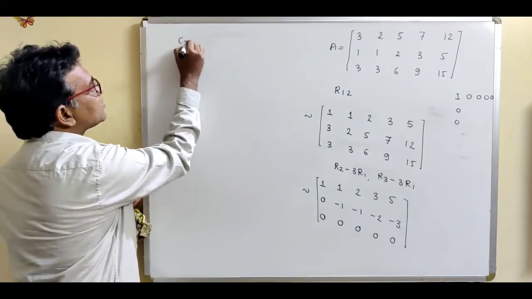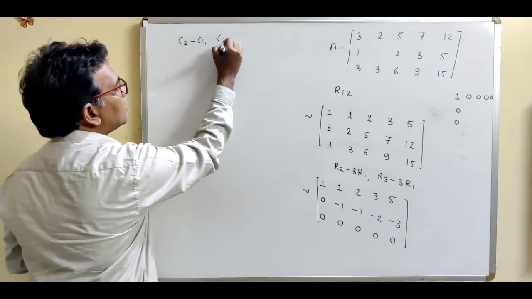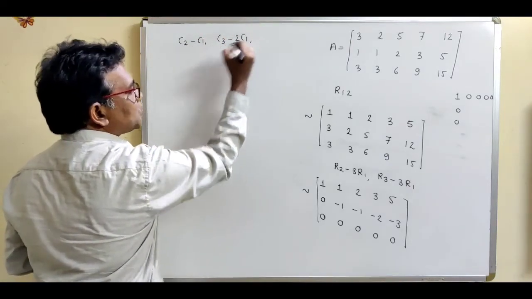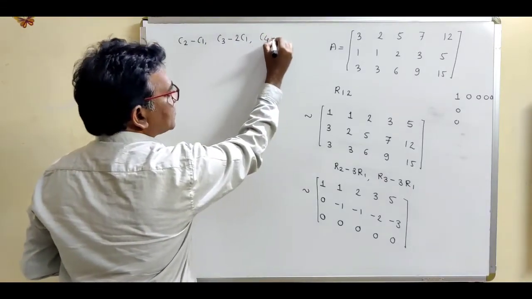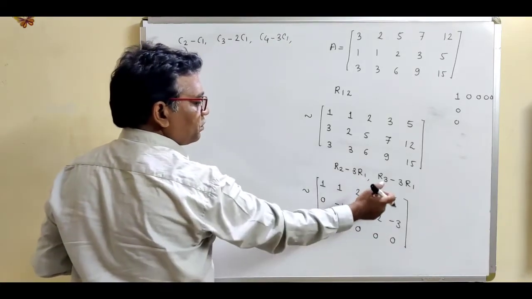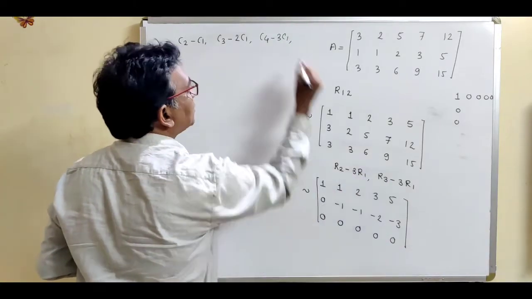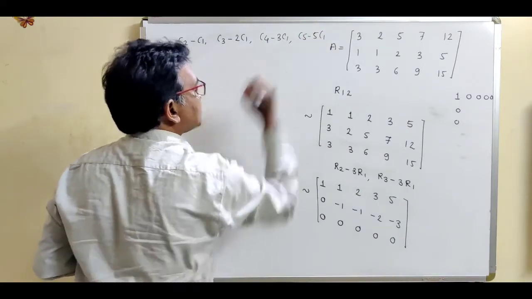So this is C2 minus C1, C3 minus 2C1, C4 minus 3C1, and this is the fifth column: 1, 2, 3, 4 and 5. So this is C5 minus 5 times C1.